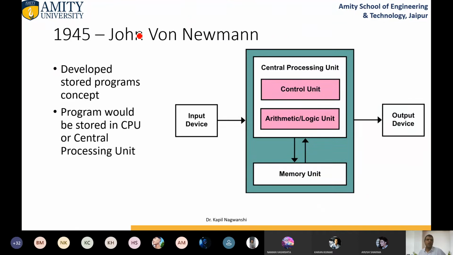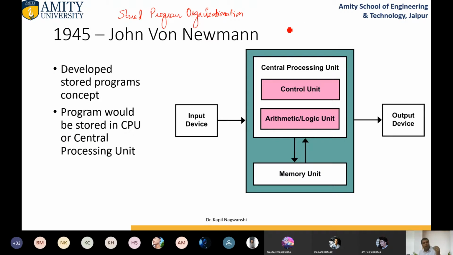This is the John von Neumann model. Okay, and he developed the concept of stored program organization. What is stored program organization? It was developed to store the program, and the program would be stored in the CPU, or central processing unit. So there are different components.